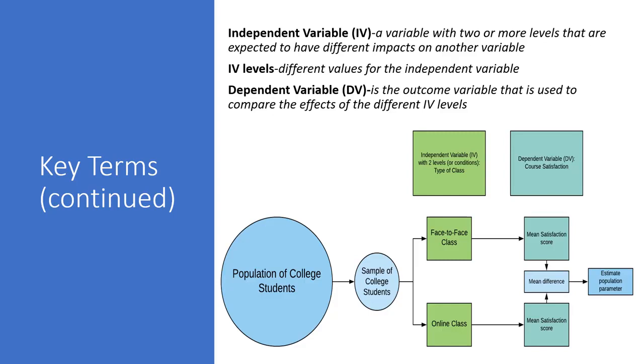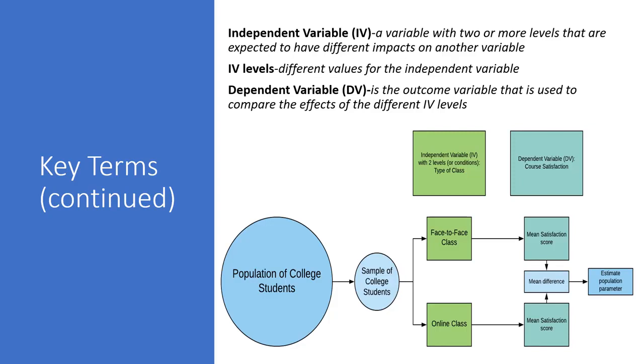So my independent variable is the type of class. So if I randomly assign students to take a face-to-face class, half of them, and the other half of the sample would be randomly assigned to an online class. My independent variable is type of class. It has two levels, either face-to-face class or online class. Again, that's the independent variable that has two levels. Then, after people experience the class, we have them take a questionnaire about how satisfied they are, and that would be our dependent variable, course satisfaction.